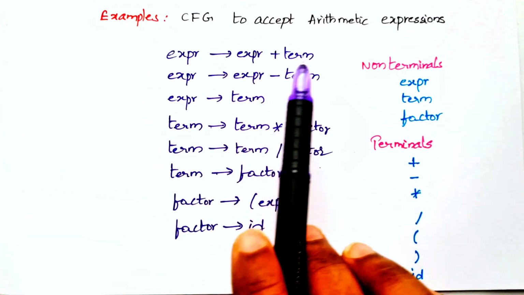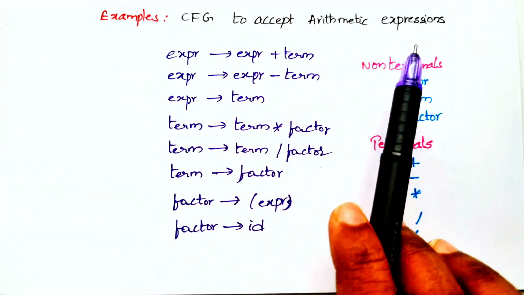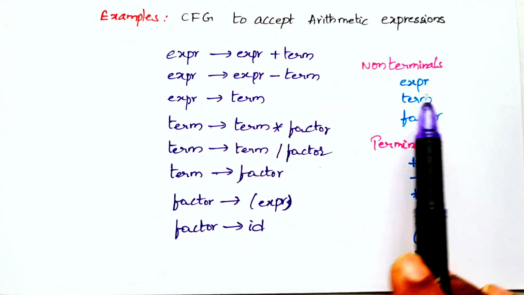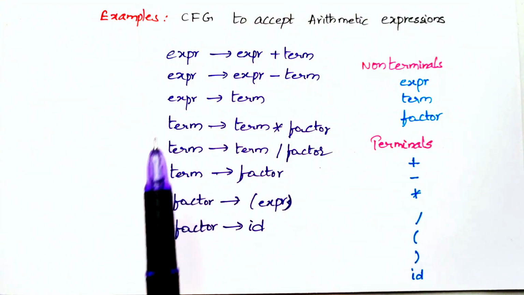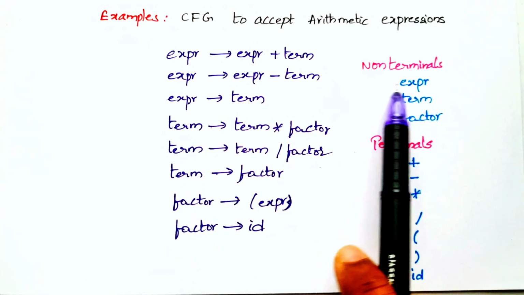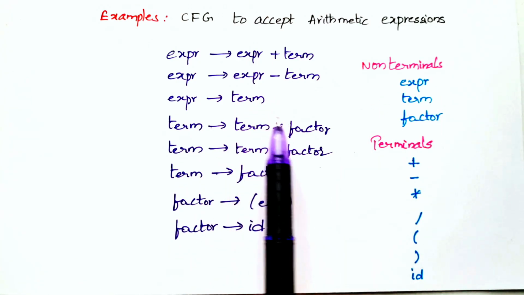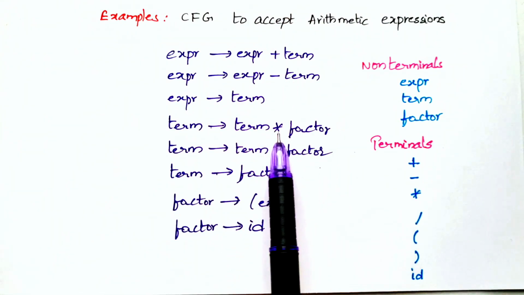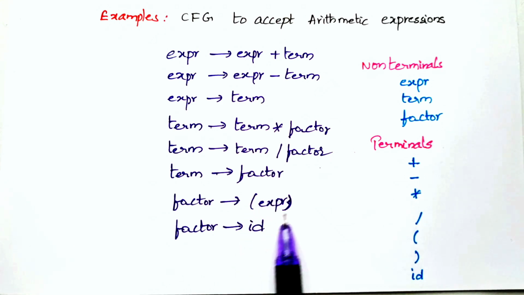This is an example of a context-free grammar to accept arithmetic expressions. The non-terminal symbols here are whatever symbols you are writing on the left hand side of each production. Here we are using expression, term and factor. All of these come under non-terminals. All remaining symbols come under terminals: plus, minus, star, slash, open parenthesis, closing parenthesis, and ID.